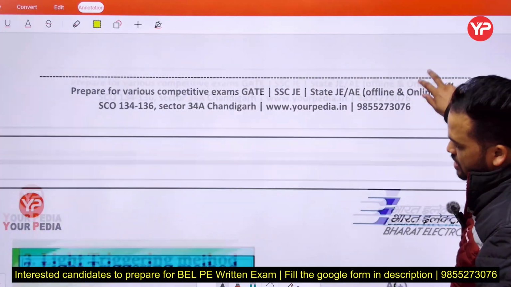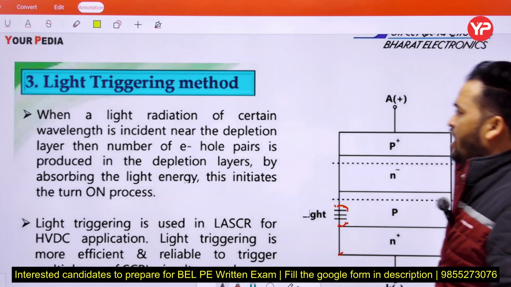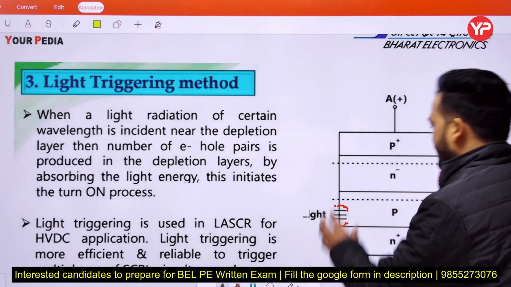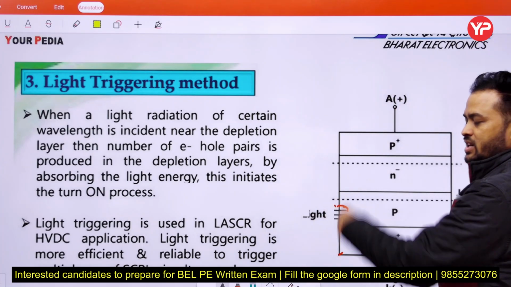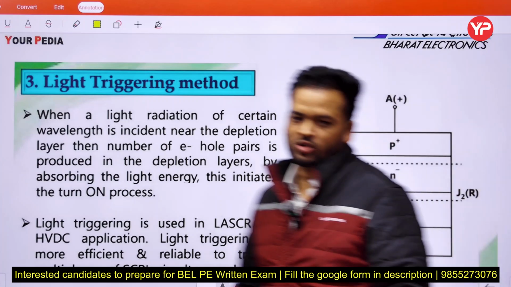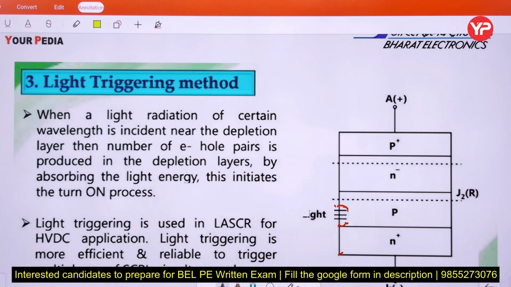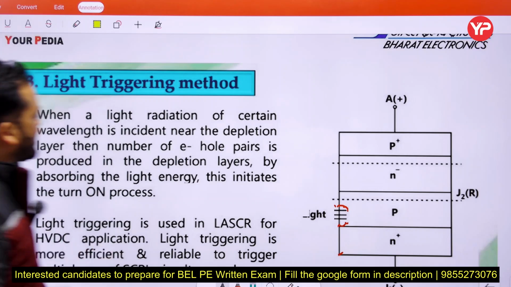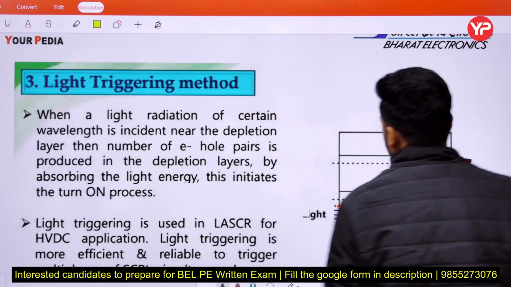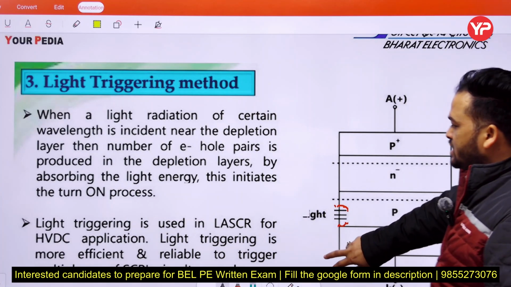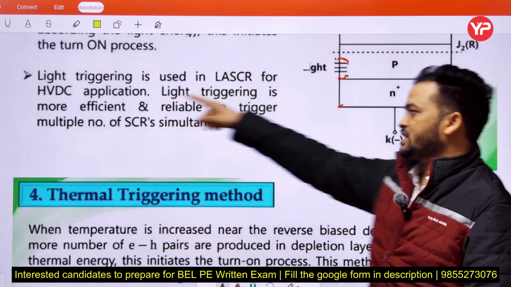Next, the third method, light triggering method. If we shine light on the J2 junction, then charge carriers are produced, and these charge carriers work as a source of gate current. This is a desirable method, and it is used in the light activated SCR in the HVDC system.